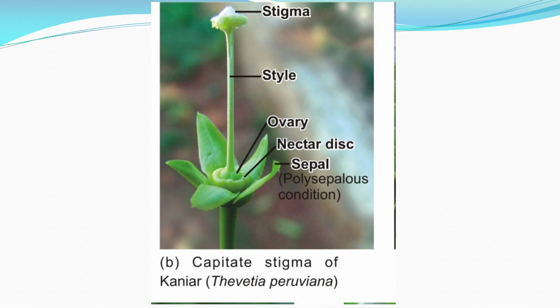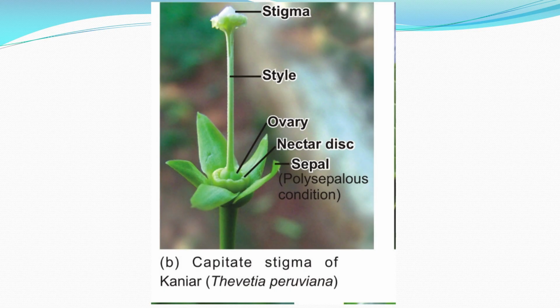It is the swollen part. The basal part of the carpel is the ovary. The ovary is a bulbous structure, and the structure that joins the ovary to the stigma is your style. So, stigma, style and ovary have different functions assigned to them.